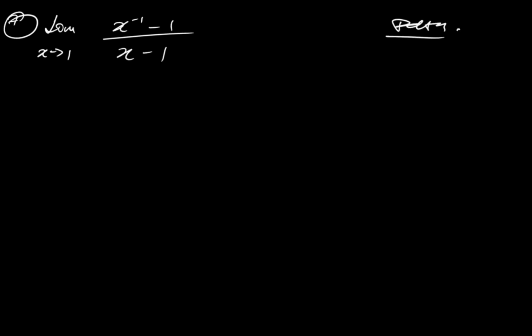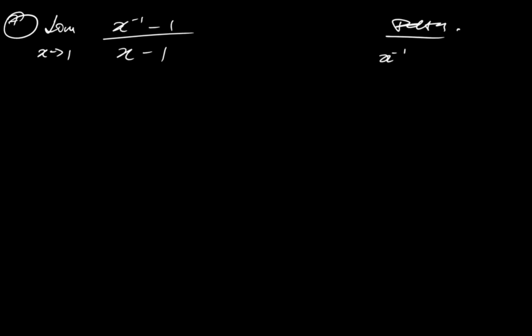Alright, let's look at the very interesting question. Say lim as x approaches 1 of x to the minus 1 minus 1 over x minus 1. So if you look here, we can't really factorize, we can't really just plug in, but we can look for the common denominator. So let's work out the numerator.